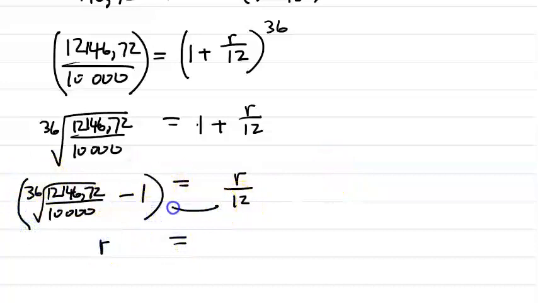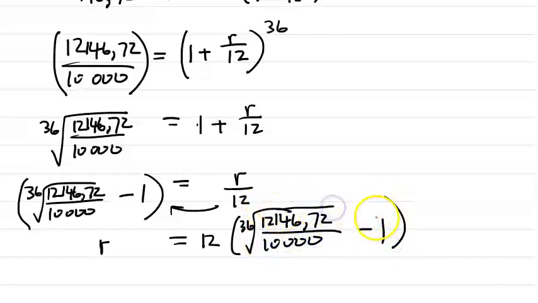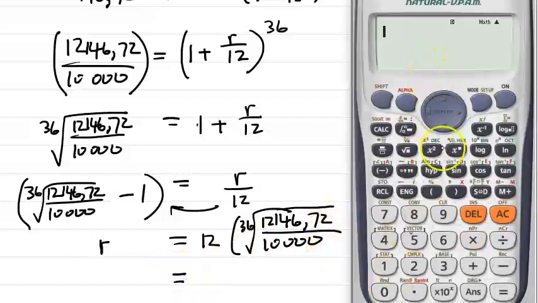Therefore, now we can conclude, if we cross multiply, R equals, we're just going to take the 12 and multiply there. So it'll be 12 into the 36th root of 12,146 Rand and 72 cents all over 10,000, minus 1. So let us just make sure that the root is over all of the values that are required to be in our calculation.